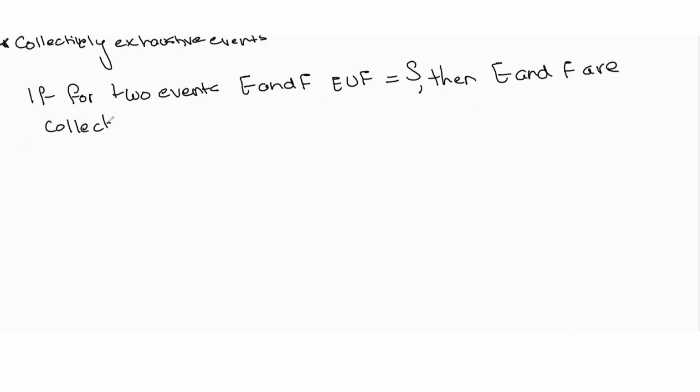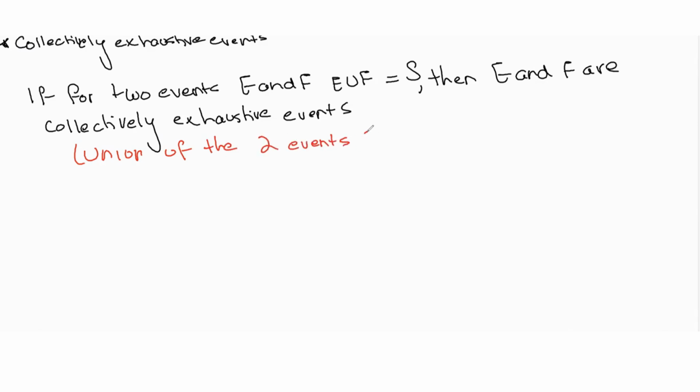So mutually exclusive events are those where the intersection is a null set. They don't have any common outcomes and cannot occur at the same time. If for two events the union is the sample space, then E and F are collectively exhaustive events. The idea is that the union of the two events covers the entire sample space.